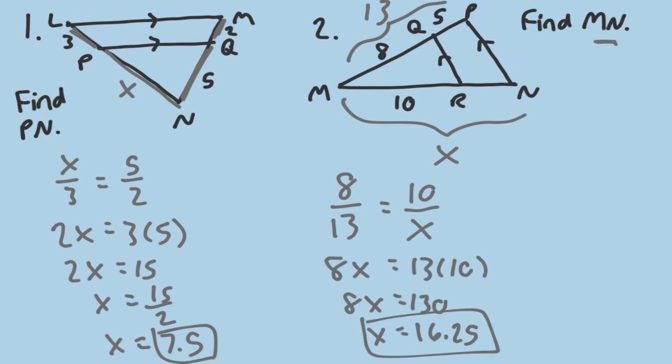So we could have set it up the other way like we did in this triangle, where we could have done 8 to 5 equals 10 to x, and then we would just need another step at the end where whatever we got here, we'd have to add it on to 10, and we get the same thing.